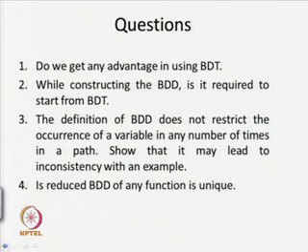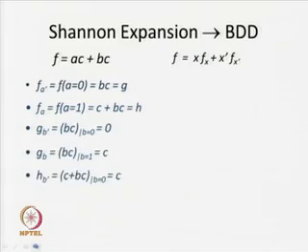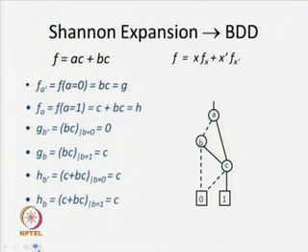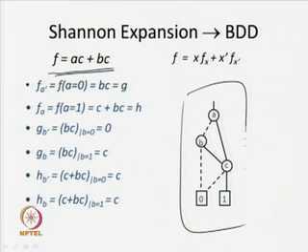Another question we are talking about is whether the reduced BDD of any function is unique. So, we are talking about BDD, and after application of the reduction rule, we are going to get the reduced BDD. Now, whether the reduced BDD representation of any function is unique, let us see. So, this is the function that we are working out, f is equal to ac plus bc. So, a, b, c, and I am getting this particular BDD, and no more reduction is possible. So, it is a reduced BDD of the given function.